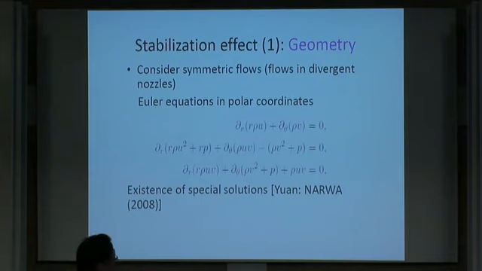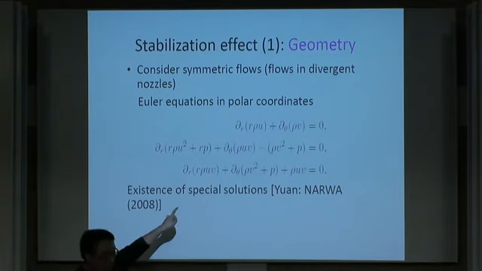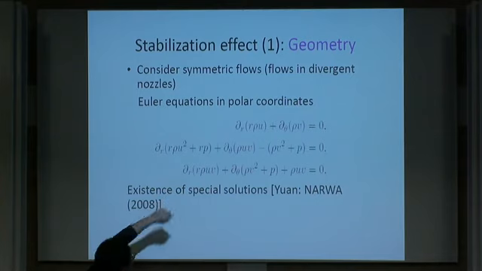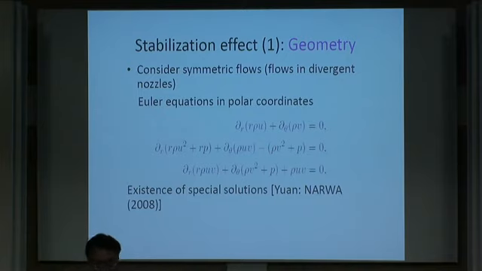We can construct special solutions by considering the Euler equation in polar coordinates. This is the Euler equation in polar coordinates, and we construct special solutions by considering flows depending only on r. We assume the flow depends only on r, so we can construct special solutions involving transonic shocks. This is the first one.